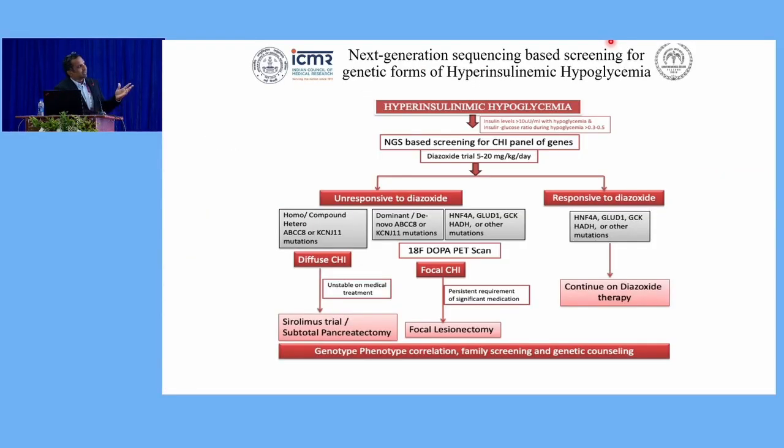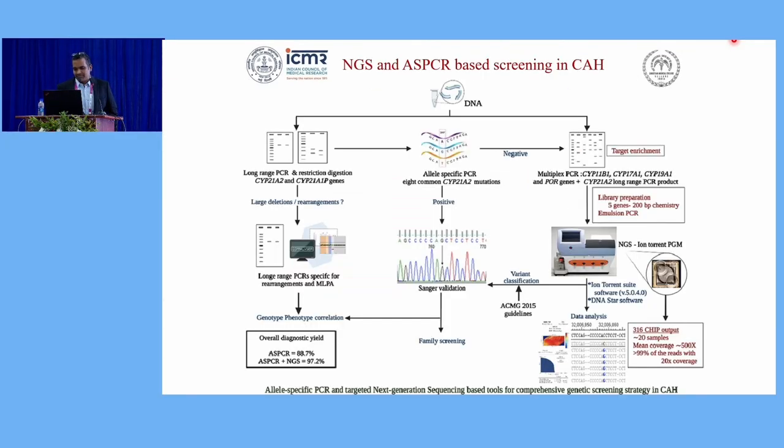Another arm that we are working on is hyperinsulinism. We have an ICMR-funded project where we have developed a 30-gene panel, and also an in-house 10-gene panel, and we work this up with the fastest turnaround times. Another arm that we are working on in endocrinology is congenital adrenal hyperplasia, where, when everybody was doing Sanger, we did NGS.